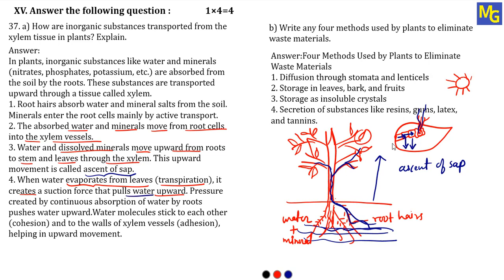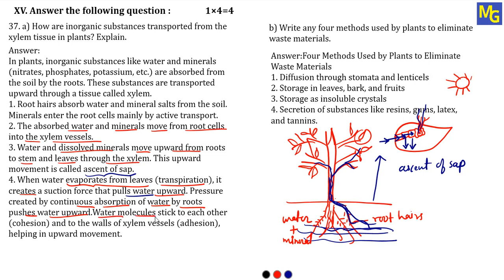So see, like this, if the water is pulled from the neighboring cells, then automatically there will be one force, and that force will pull the water from the roots to the stem. Pressure created by continuous absorption of water by roots pushes water forward, and this is the pressure which is created by pulling the water from the neighboring cells. It is responsible to carry or move this water from bottom to the top.